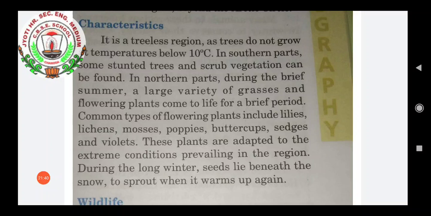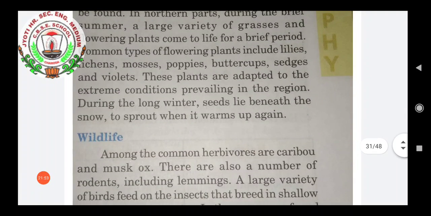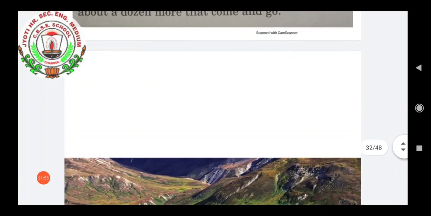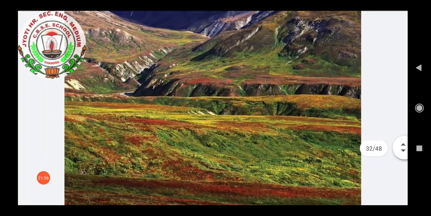In southern parts, some stunted trees and scrub vegetation can be found. In northern parts, during the brief summer, a variety of grasses and flowering plants come to life for a brief period. The common types of flowering plants include, the picture I will show. This is the picture of tundra vegetation. You can easily see the trees are not there, only small plants are there.